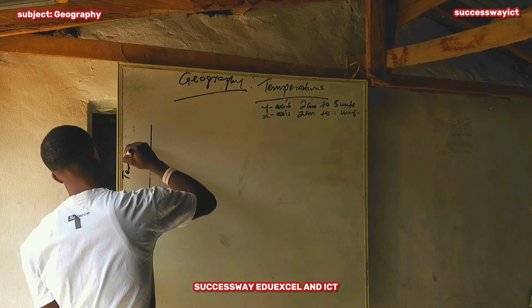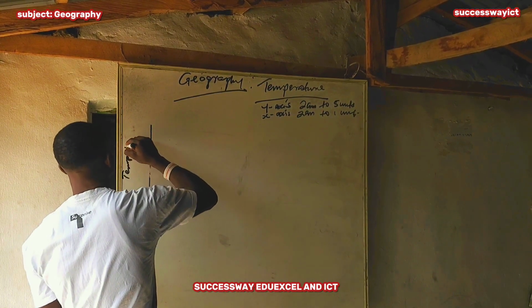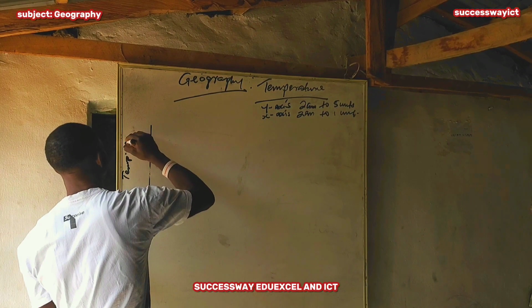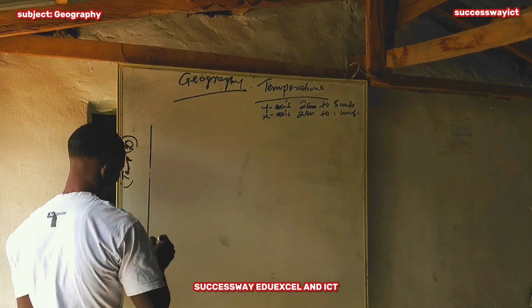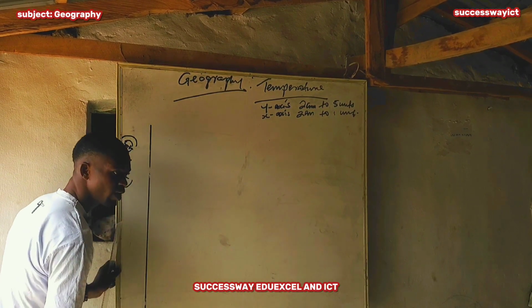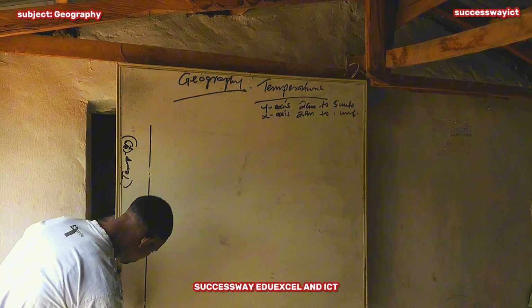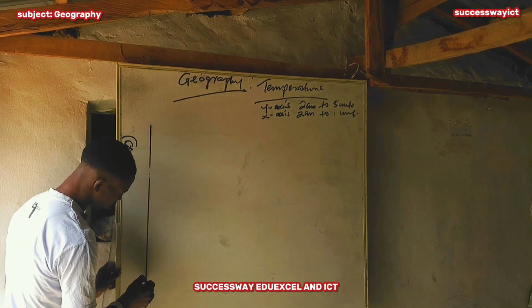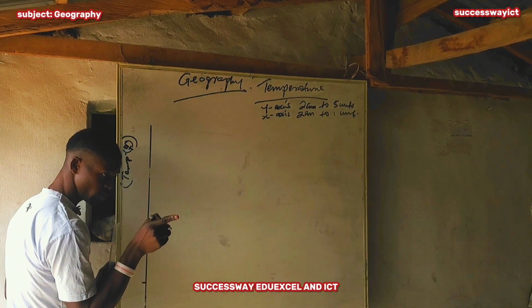Wait. This is temperature. Is it in degree Fahrenheit? Yes. Degree F. So you measure 2 centimeters here, it will give you 5 units. Another 2 centimeters. You are going to use your meter rule to do that.